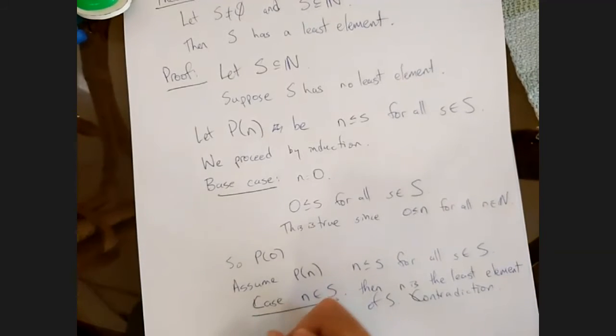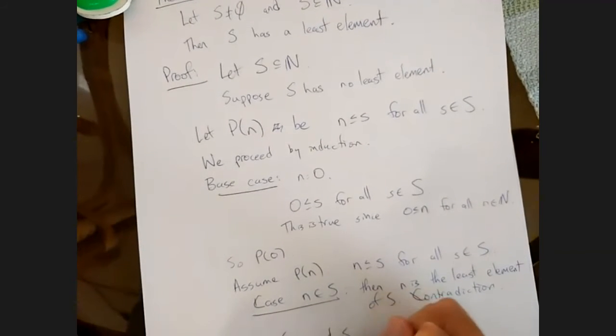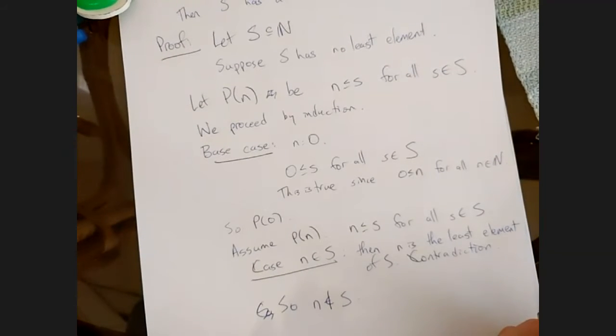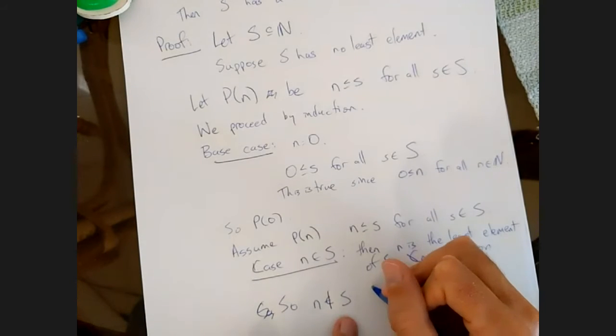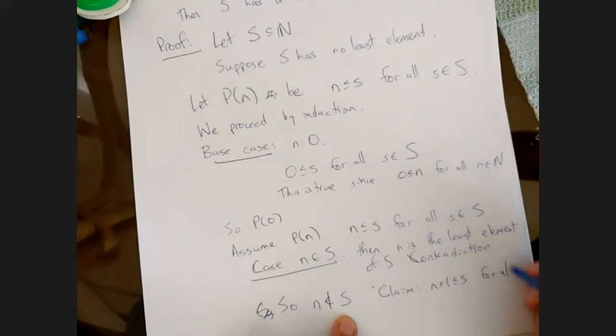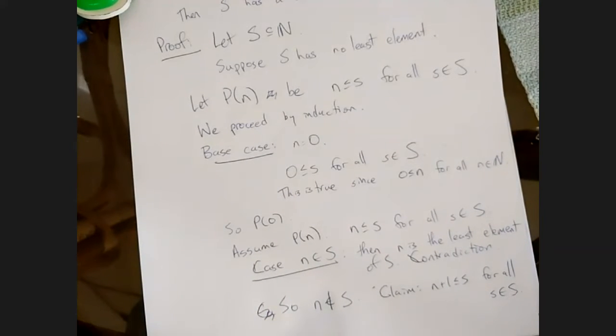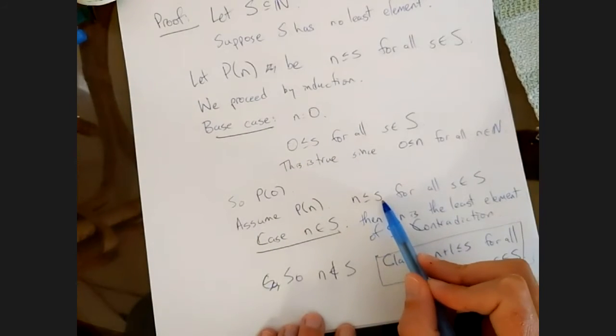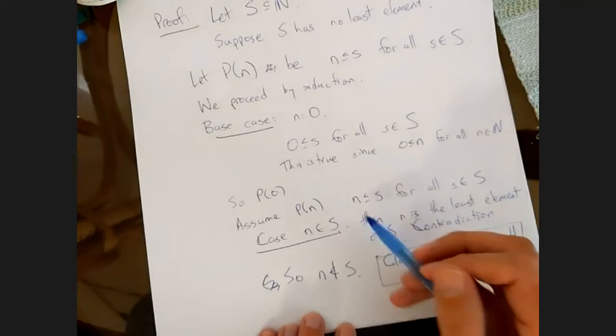So it must be that n is not an element of S. And what we want to show, our claim, is that n plus one is less than or equal to s for all s in S. That's our claim, so we want to prove that. Well, how do we do that? Well, we know that n is less than or equal to s, but not equal to s, for any s. So that means it must be less than.